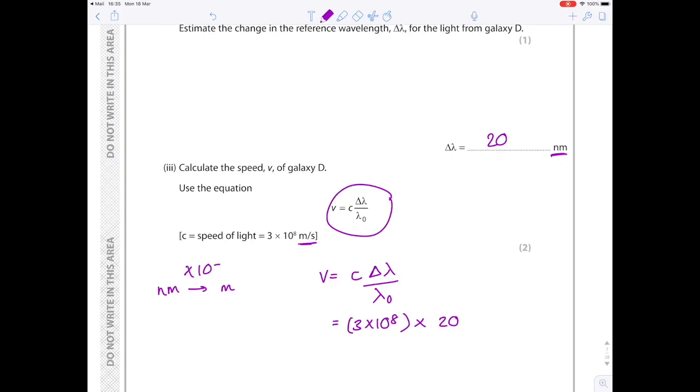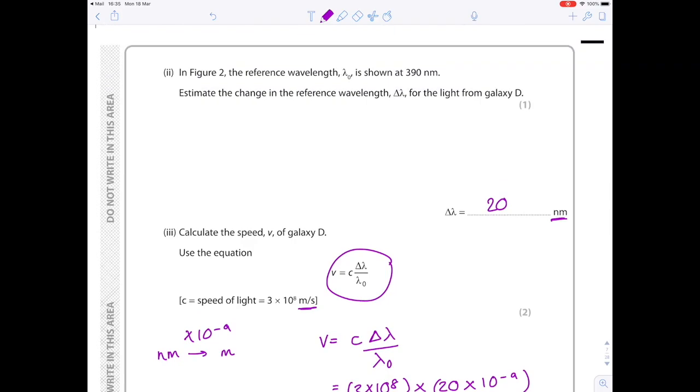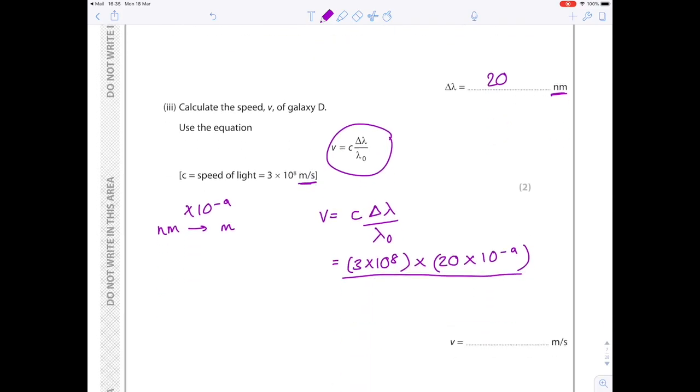and the way in which you do that is by doing times 10 to the minus 9. So we're going to pop that conversion in here, and then divide the whole lot by delta 0, which we know is 390 nanometers. So 390, and then we multiply that by 10 to the minus 9 again, to avoid any issues with units, and we get a final answer which is huge. It's 15,400,000 meters per second.